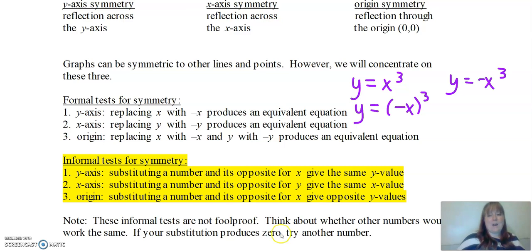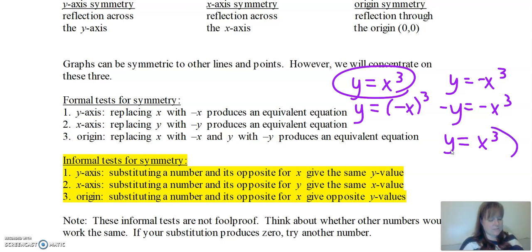So replacing x with negative x, I get out the opposite, and then I need to replace y with negative y. So if I replace this y with negative y, I get negative y equals negative x cubed. And then I divide both sides by negative 1, I end up with y equals x cubed, right? And since this one is equivalent to this one, I replaced x with negative x and y with negative y, and I got out the same function. That means that this has origin symmetry.